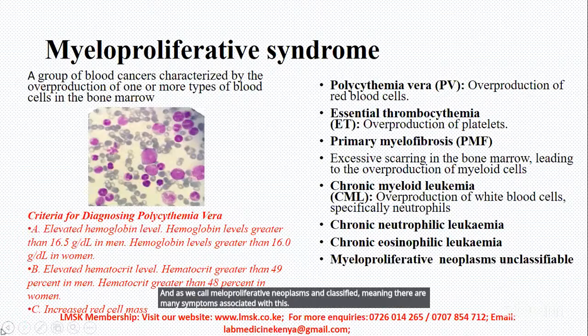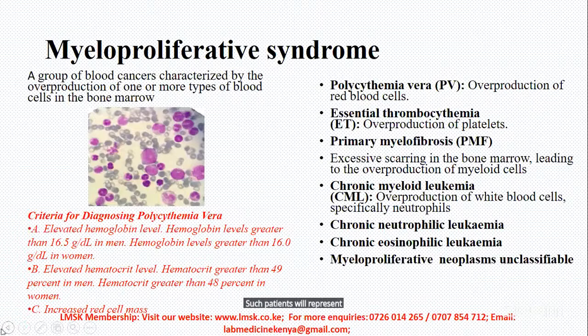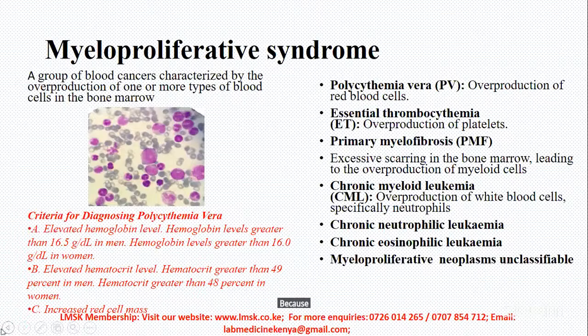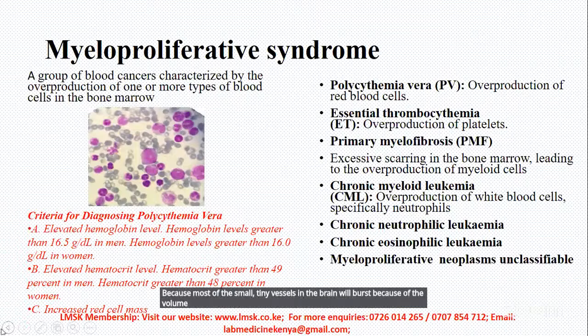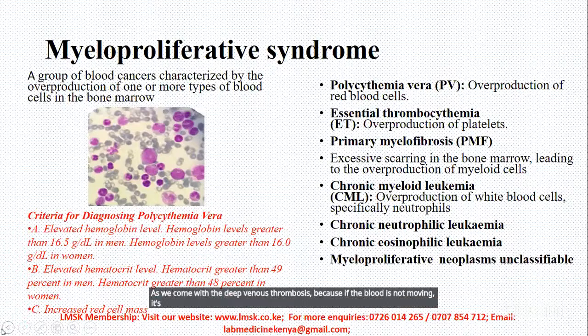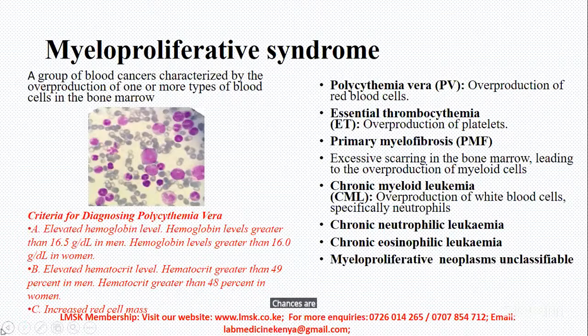Such patients will present with, as I said, high pressure. You check their pressure and it is very high because of the volume of blood in their blood vessels. Some will come with stroke because most of the tiny vessels in the brain will burst because of the volume. Others will come with deep venous thrombosis because if the blood is not moving, it has stasis with a lot of platelets and red cells. Chances of forming clots are very high.